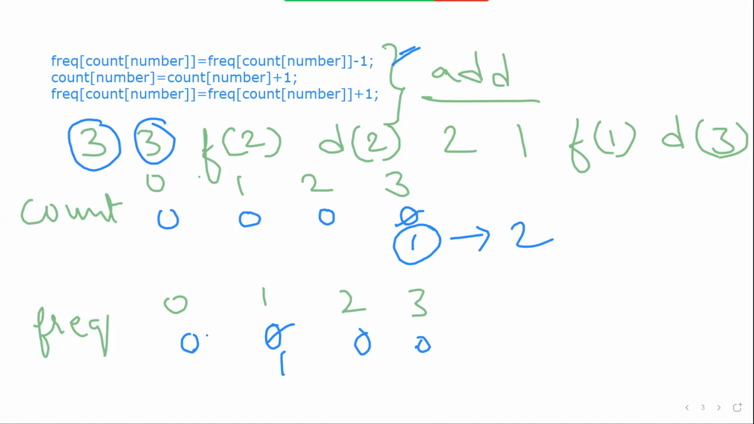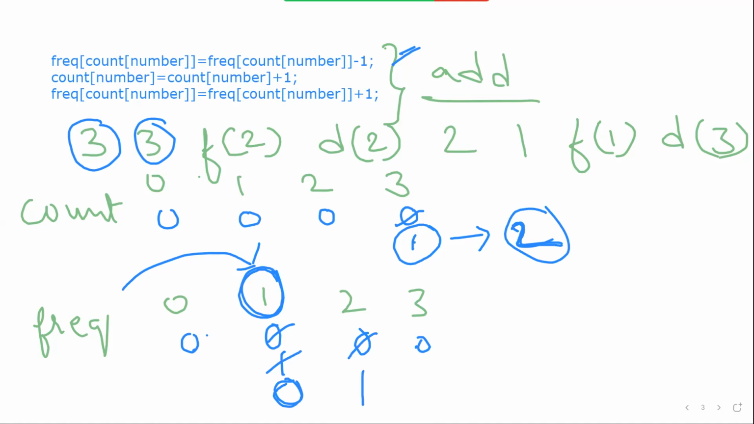Therefore the frequency at index 1 means how many elements have frequency one. None of the elements have frequency one, because now it's updated to 2. Therefore first we will decrease it by 1, and then for the new count we got in this step, we first do count of number plus 1, so 1 will be incremented to 2, and now frequency of 2 plus 1. Frequency of 2 is 0, so it will be incremented to 1.